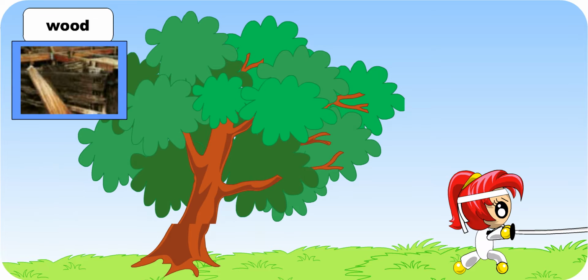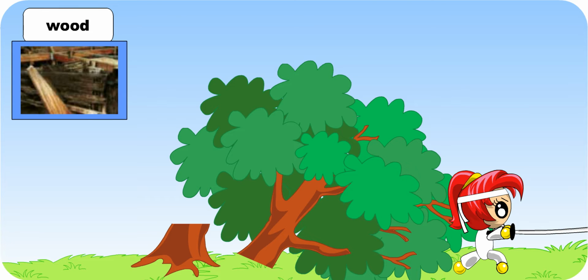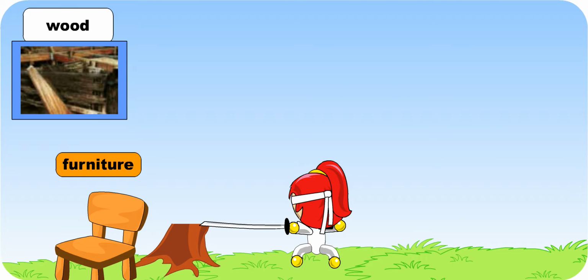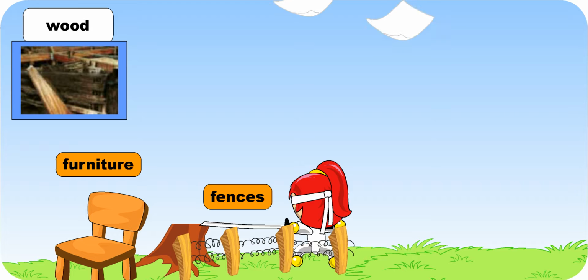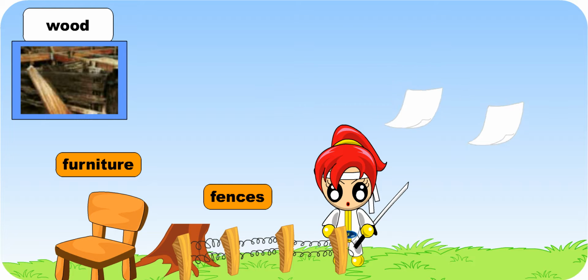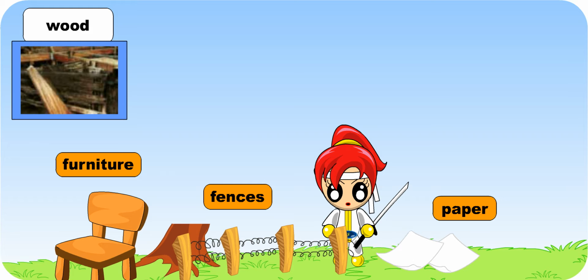Wood is a common material. It comes from trees and it is used to make furniture, fences, and paper. Wow! Wood can be made into something as hard as fences and something as soft as paper. This is because the wood comes from different types of trees and even different parts of the trees.